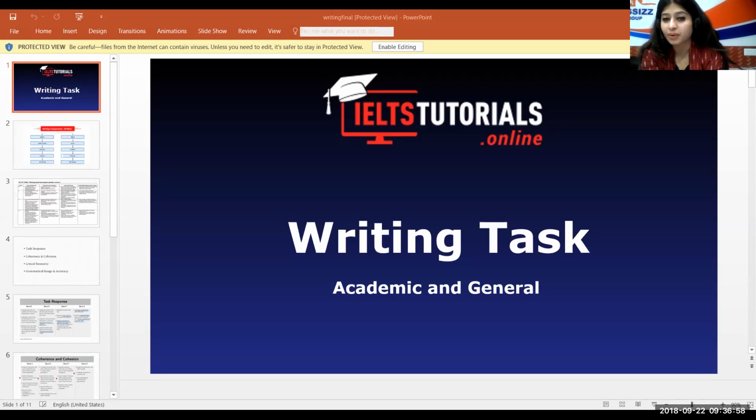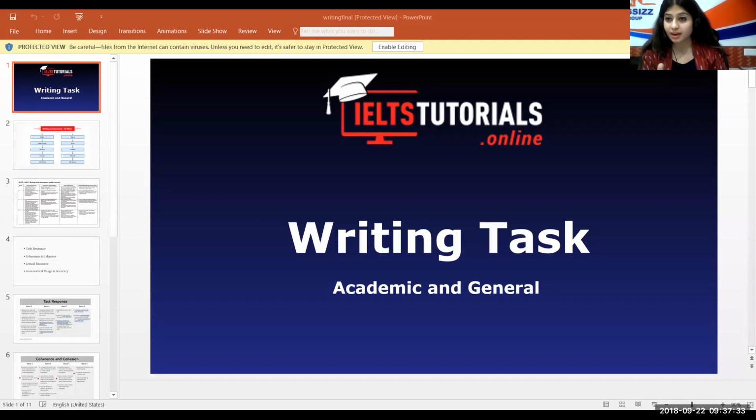If you see the second point in band 7, it presents a clear position throughout the response. That means your idea should have a lot of clarity. It should not be unclear, it should not be unorganized, it should not confuse the examiner, right? Also, you need to present, extend, and elaborate the main idea. Now, this is something that I always keep telling my students. What you generally do is, let's say there are 4 reasons to it. You just present one, reason number 2, reason number 3, reason number 4. Please do not do that.